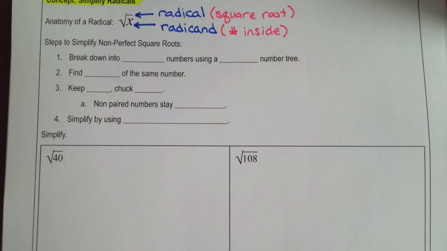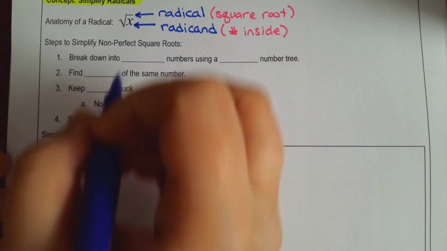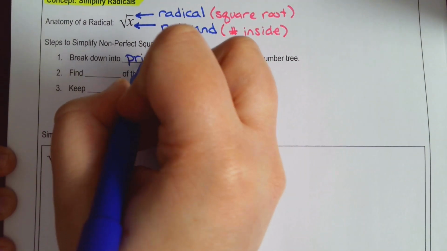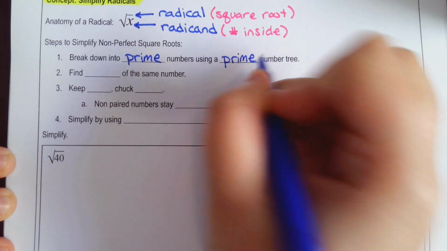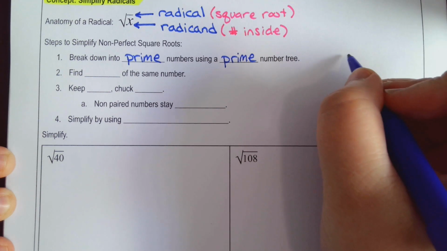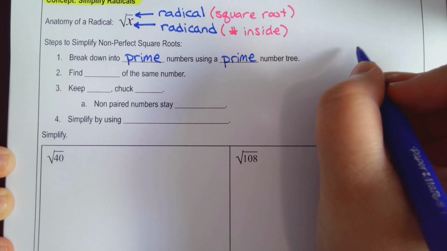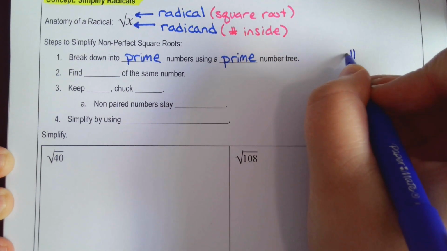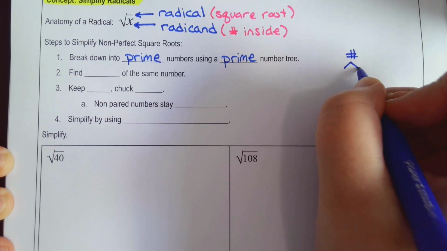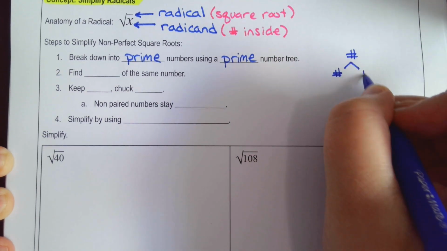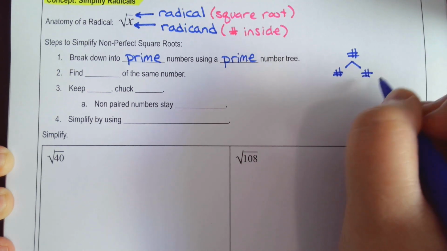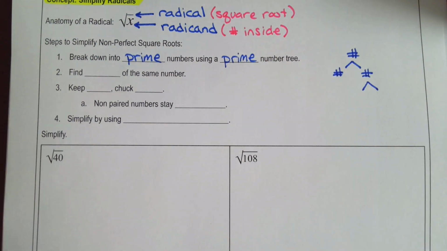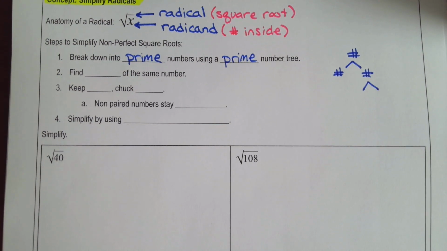So, to do this, the first thing we do is to break down into prime numbers using a prime number tree. And to give you just a little diagram of what this is going to look like, we start with a number, and then we break it down into two numbers that, when multiplied, give us the top number. And so on. We just keep breaking it down until we can't anymore.